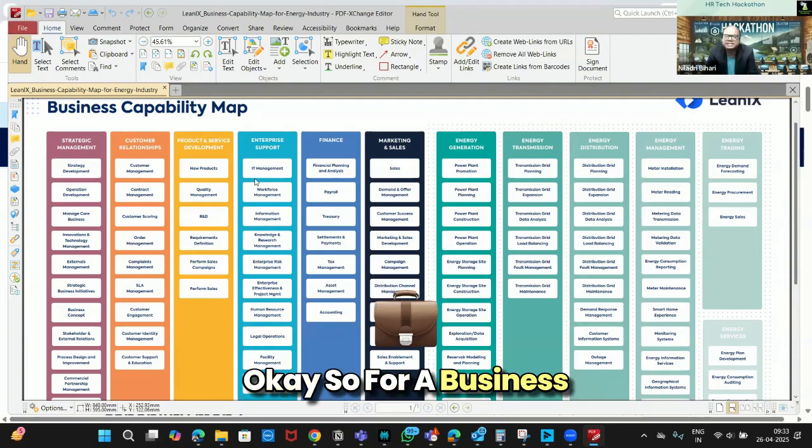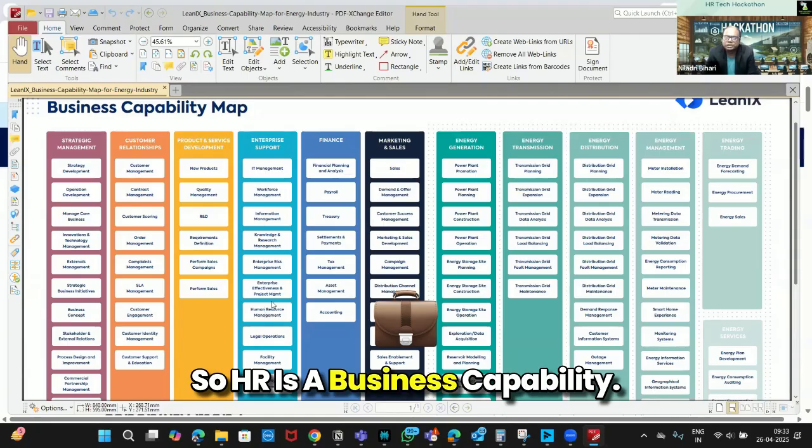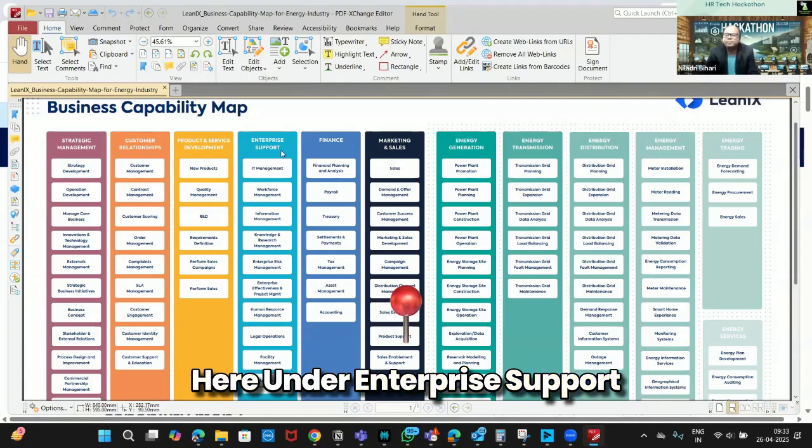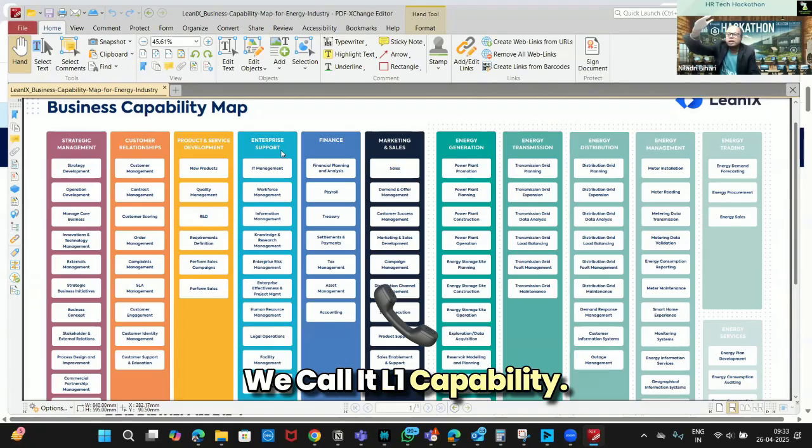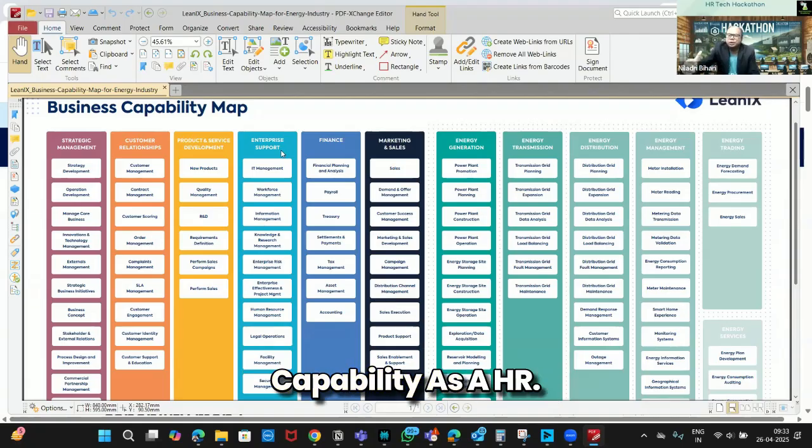Okay, so from a business capability point of view, HR is a business capability here. Under enterprise support is the main capability, which we call the L1 capability. Under that, we have the L2 capability as HR, and under that, again, we have sub-capabilities.